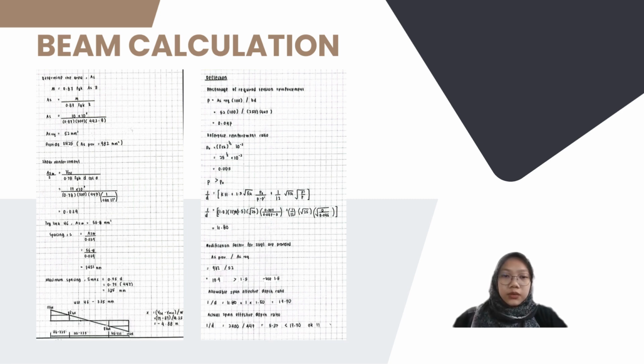Next, we continue with the actual span effective depth ratio. We got 2,400 over 447. Then we got 5.37. So the actual is lower than the allowable, which means that it is okay.